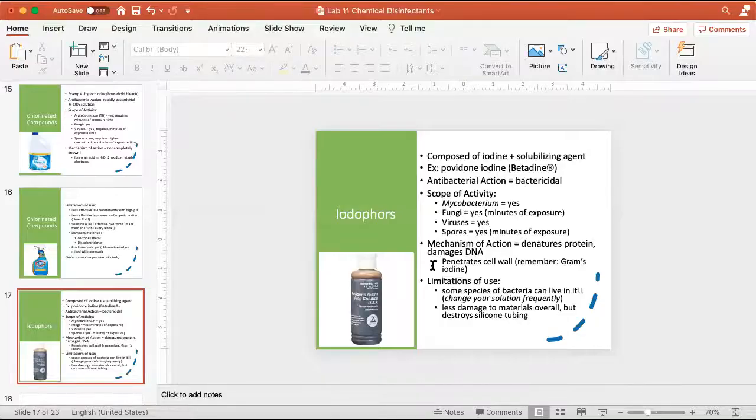Now, in terms of other limitations, this one's kind of scary. There are some species of bacteria and other microbes that can actually live in povidone iodine. They can actually survive in it. So every once in a while, you'll hear stories about a spray bottle of povidone iodine that someone is using in a lab or some other space as a disinfectant. And somebody made it up 6 months ago or a year ago, and nobody has thought about it since.